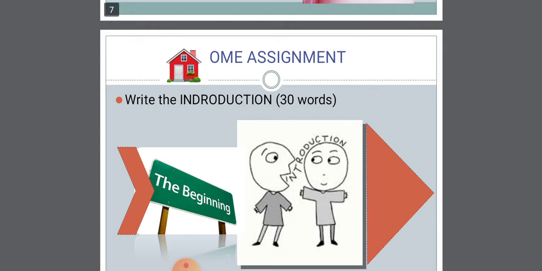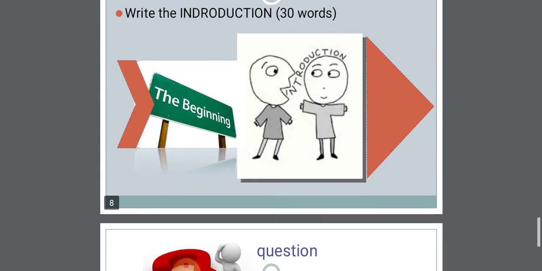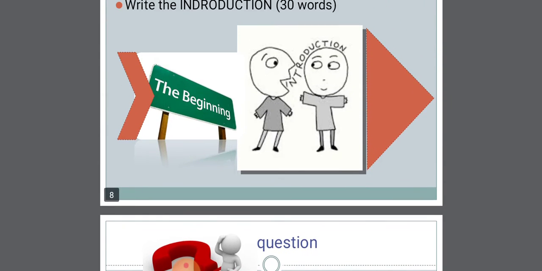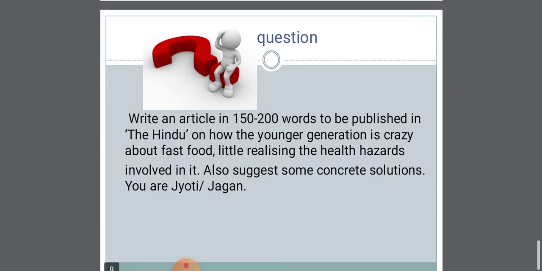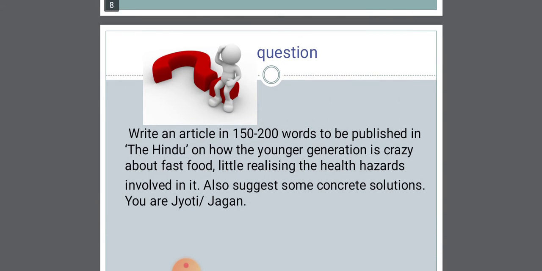So now the home assignment. I have given one assignment. In the beginning part, the introduction, I want to see how well you can write. This is the question: write an article in 150 to 200 words to be published in The Hindu on how the younger generation is crazy about fast food, little realizing the health hazards involved in it. Also suggest some concrete solutions. You are Jyoti or Jagan. So this is a question on my part.